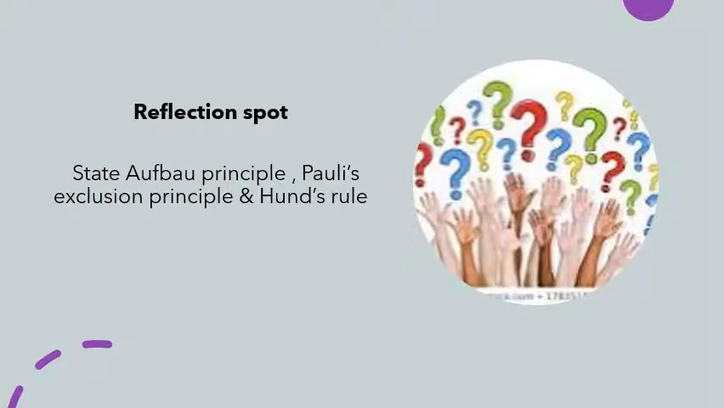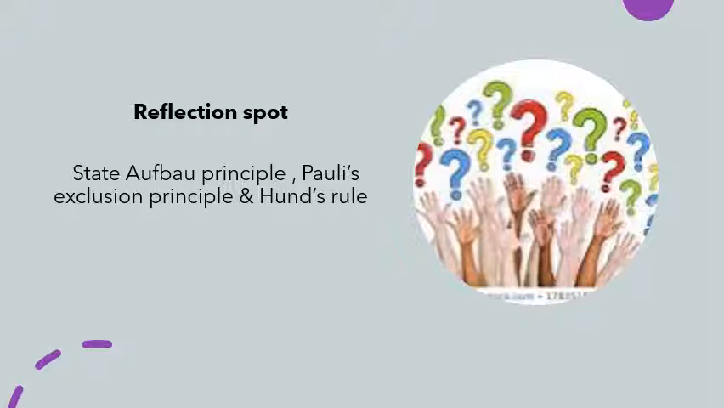Now students, it is the time for reflection spot. Just answer this question. State Aufbau principle, Pauli's exclusion principle and Hund's rule. Already we have discussed this in the previous session on molecular orbital theory.